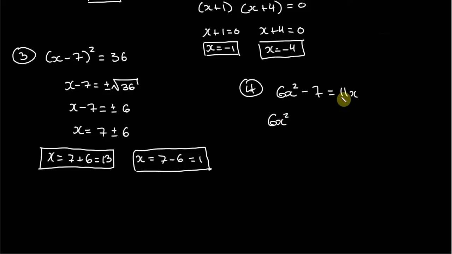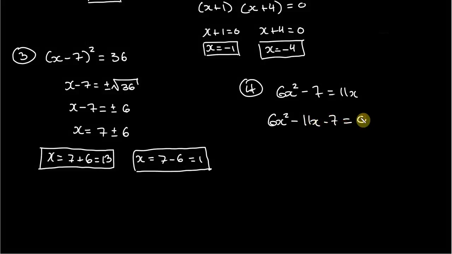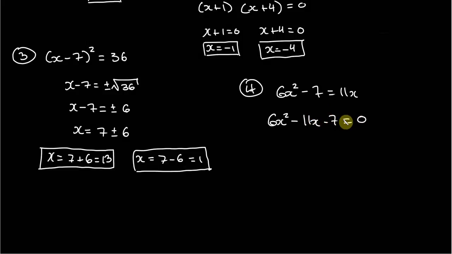So the first thing to do here would be, you're going to want to subtract 11x from both sides. That gives 6x squared minus 11x minus 7, and now it equals 0. And now we can solve for x.